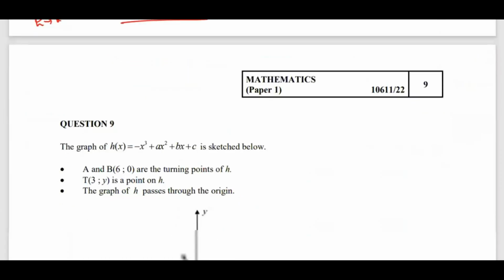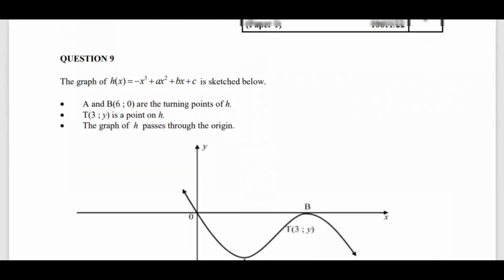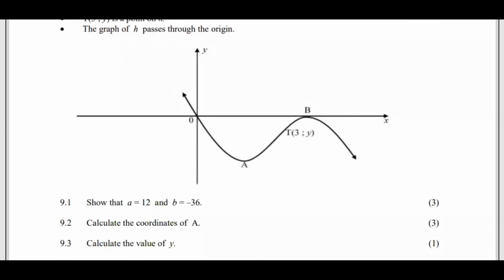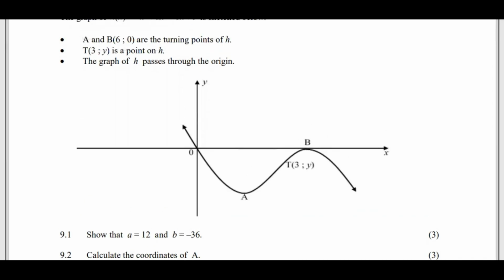Then question number 9. You're telling us that the graph of h, which is negative x cubed plus x squared plus bx plus c, sketched below, gives us the values of a and b to be 6 and 0, which are the turning points. Then t is 3 and y is a point on h, and the graph of h passes through the origin. Having read that, they're telling us to show that a will be 12 and b will be negative 36.